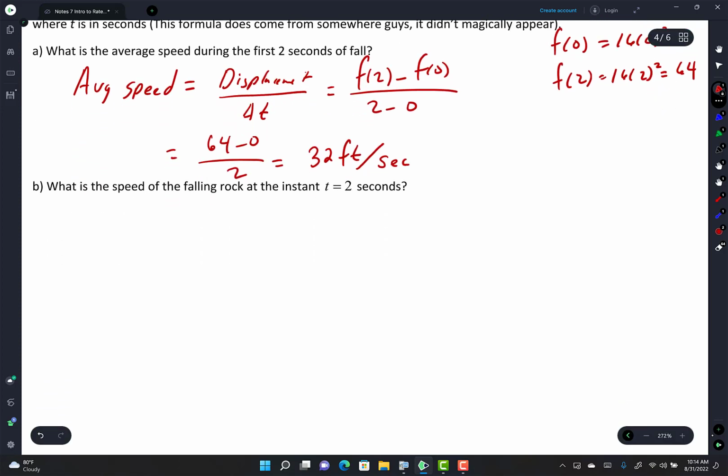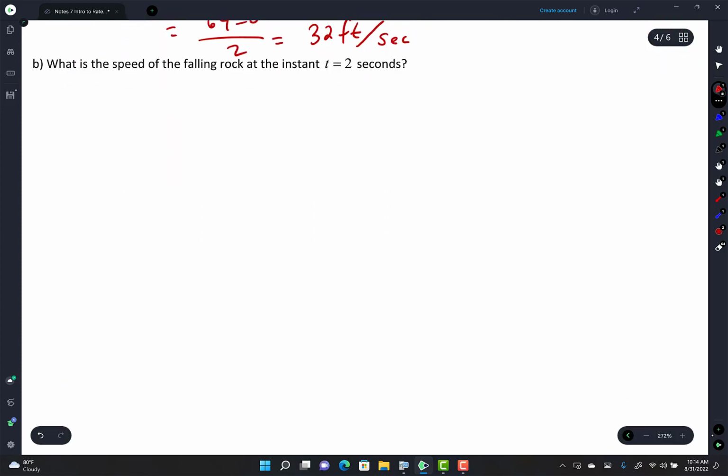Look at this one. This one's asking something different. And notice there's a lot of white space. What is the speed of the falling rock at the instant t equals 2? So they want to know, they don't want to know the average. They want to know at that moment. So here's what you're going to do. It's a hack. Well, it's not really a hack.